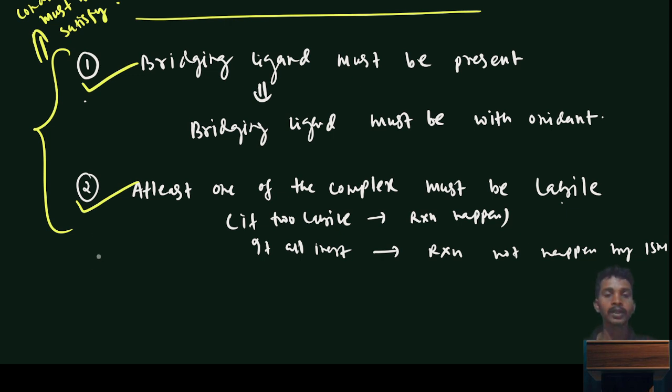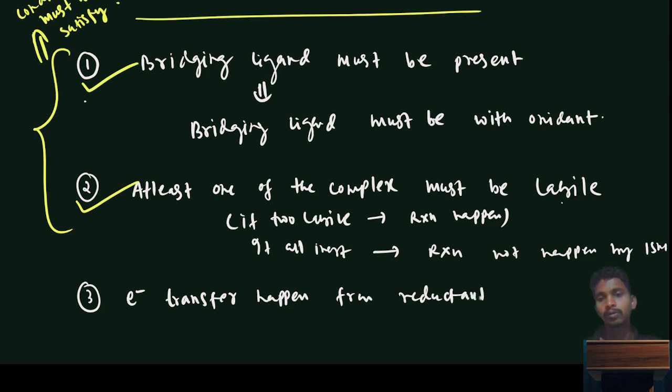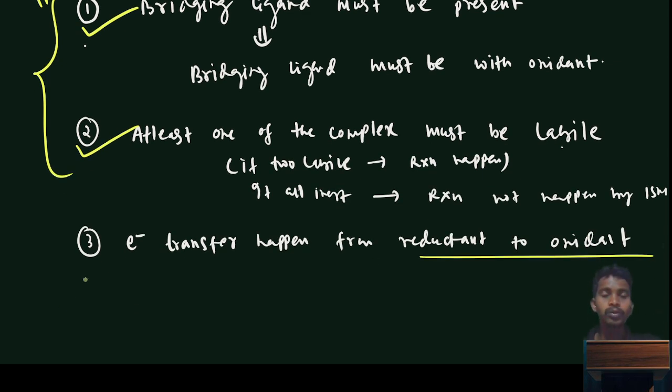And third, yes, the electron transfer will happen. Since this is a redox reaction, electron transfer happens from reductant to oxidant. So this is the common point for both inner sphere mechanism and outer sphere mechanism, that electron transfer must happen from reductant to oxidant. Now we will talk about the concept of labile and inertness.